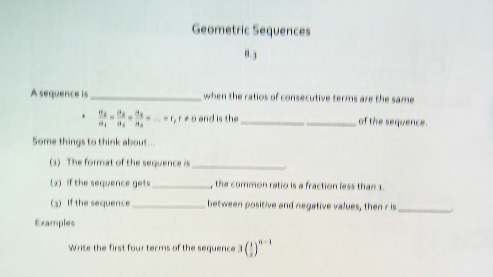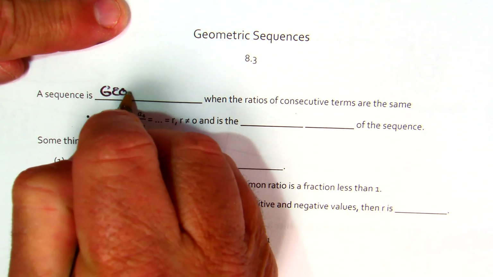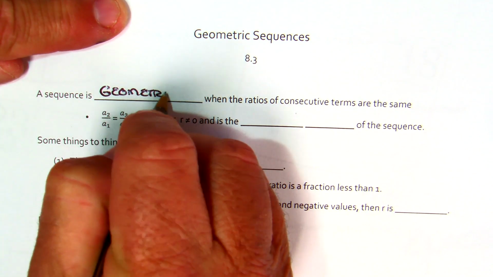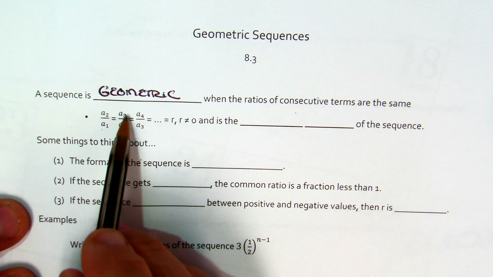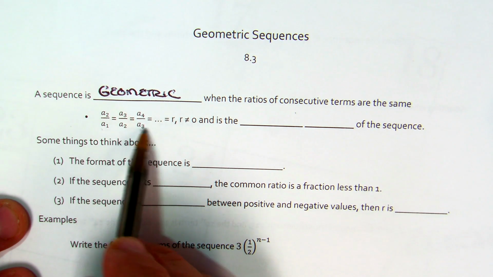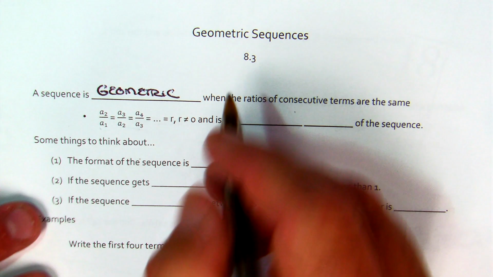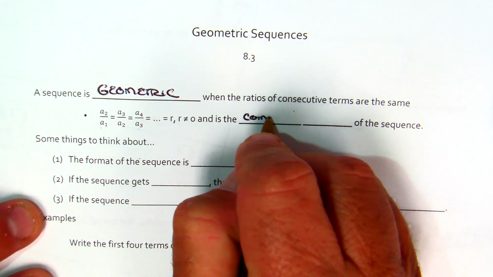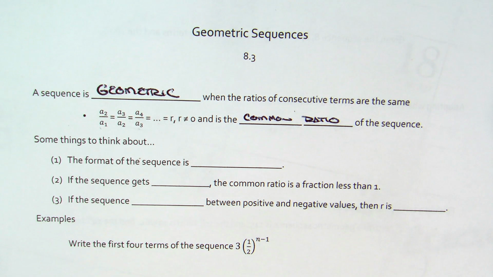So, number one, a sequence is geometric when the ratios of consecutive terms are the same. In other words, A2 over A1, A3 over A2, A4 over A3 equals R. So if we take consecutive terms, which are terms one after another, and divide them, we should get the same number. R, not equal to 0, is the common ratio of the sequence.